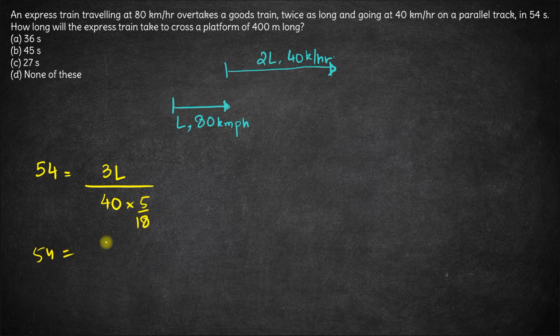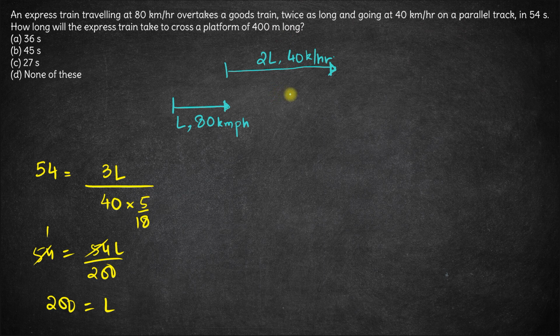So, we have 54 is equal to 18 gets multiplied here. 3 into 18 is 54L divided by 40 into 5 is 200. So, 54 cancels out with 54 1 times, 1 into 200 is 200 meters. Length of the track is 200 meters here.